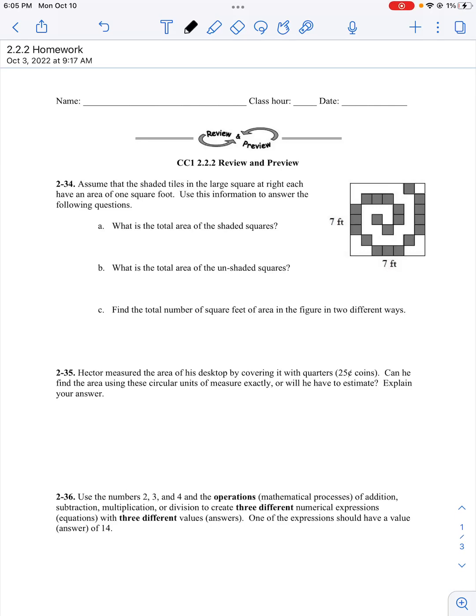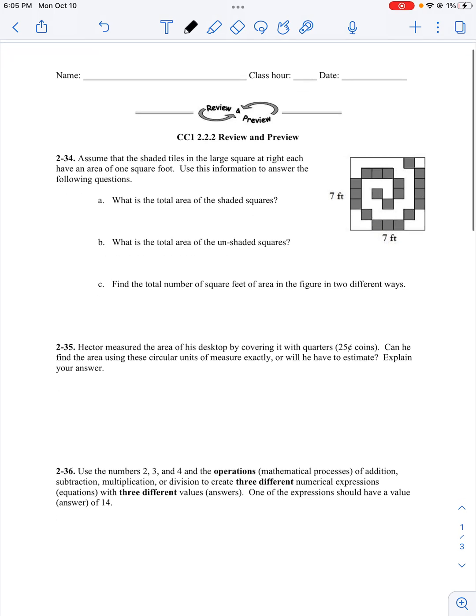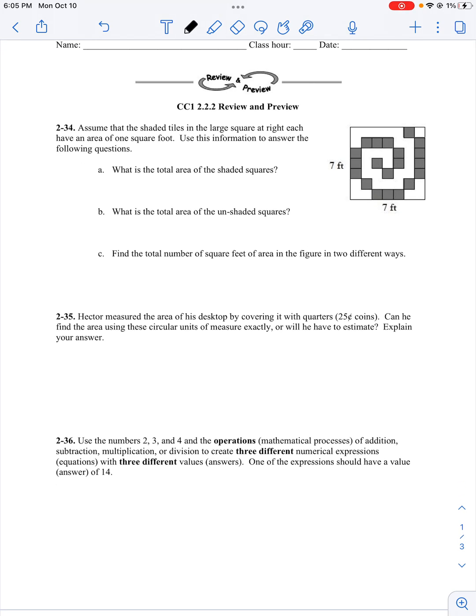Hello, today we're going to be working on CC1 2.2.2, review and preview. Problem 34, we are assuming that the shaded tiles in the large square at right each have an area of 1 square foot. We need to use this information to answer the following questions. What is the total area of the shaded squares?